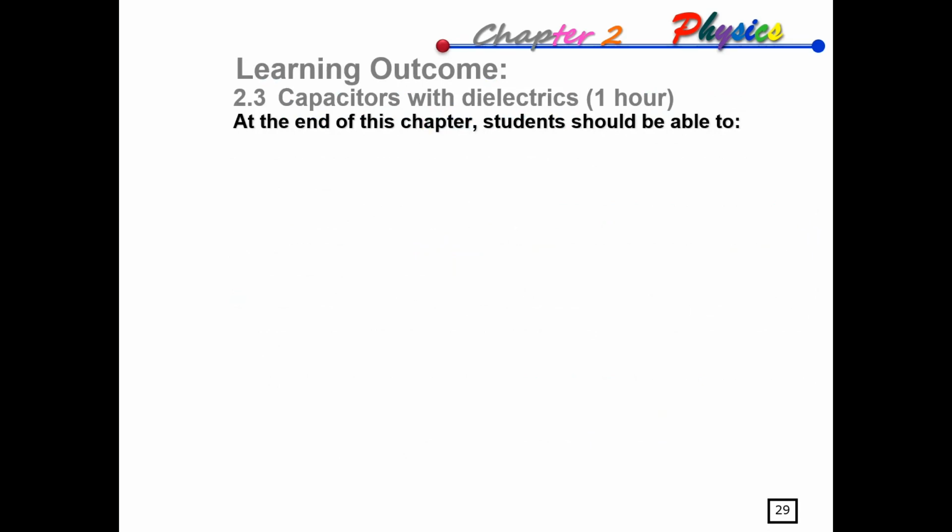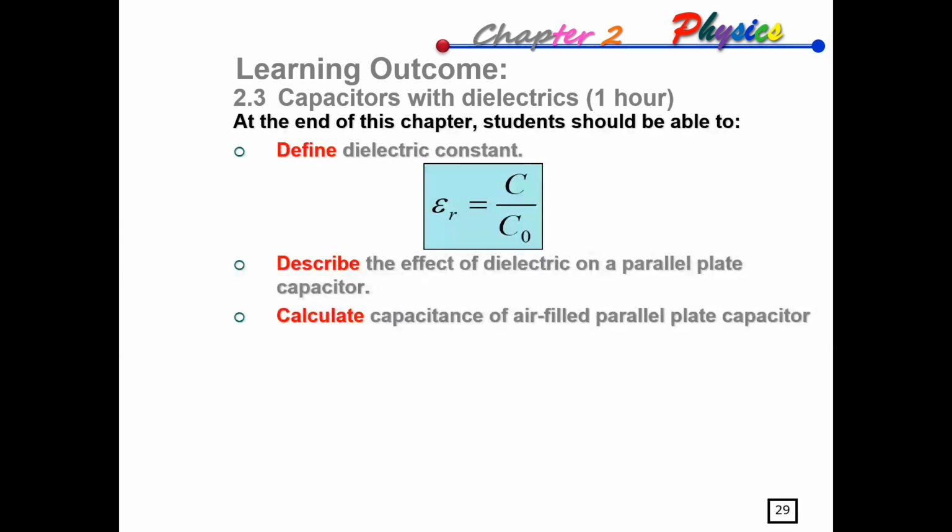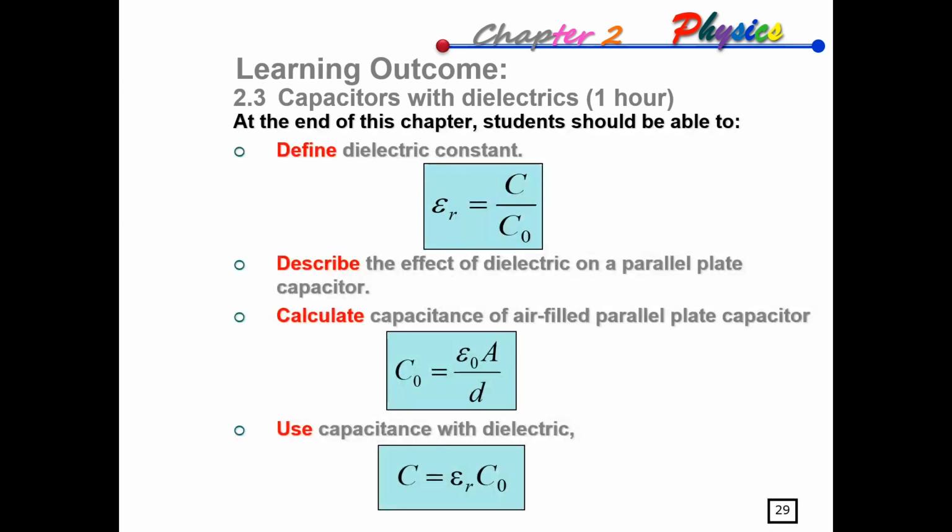Here is our last subtopic for this chapter. It is about capacitors with dielectrics. At the end of this chapter, students should be able to define dielectric constant, which has the symbol epsilon r, equals C over C naught. Secondly, students should be able to describe the effect of a dielectric on a parallel plate capacitor. The next one, students should be able to calculate capacitance of an air-filled parallel plate capacitor with the formula C naught equals epsilon naught A over d. And lastly, students should be able to use capacitance with dielectric, C equals epsilon r times C naught.